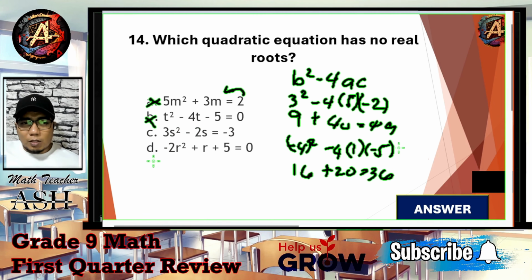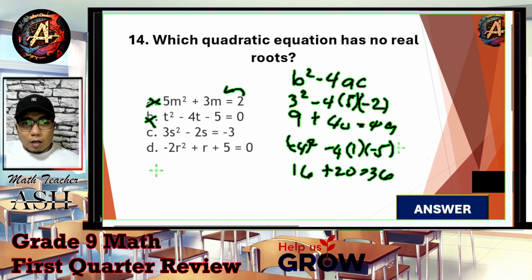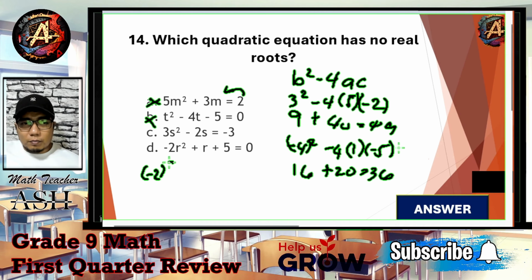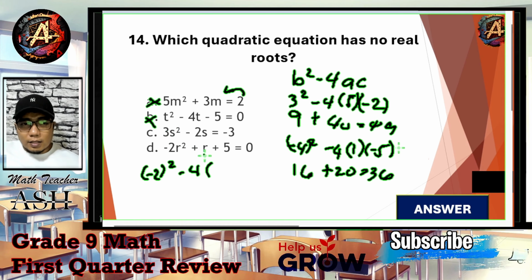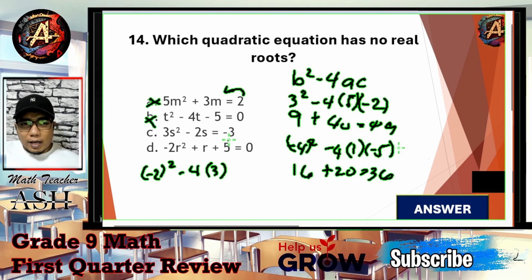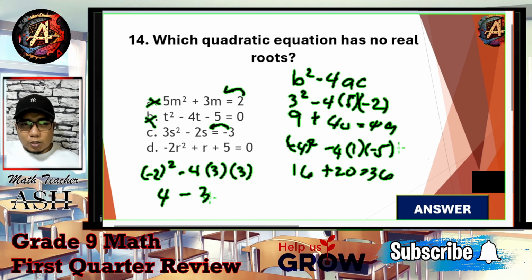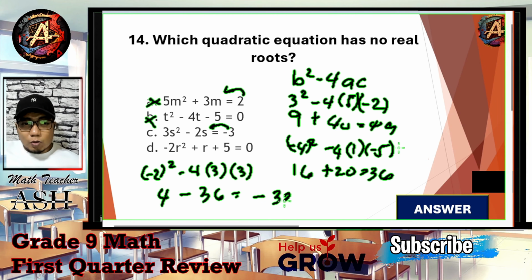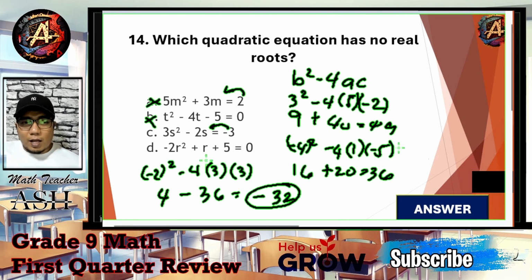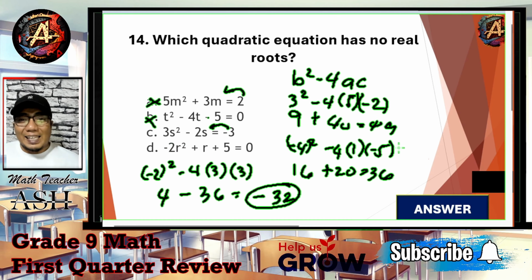Now going to letter C, we have negative 2 squared minus 4 times 3. When we transpose this one to the other side, that would be positive 3. So this will become 4 minus 3 times 3 is 9, times 4, that would be 36. So we have negative 32. Therefore, we already have the answer. The correct answer is letter C. So let's check whether we are correct, my dear math learners.